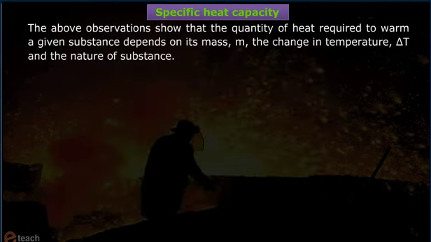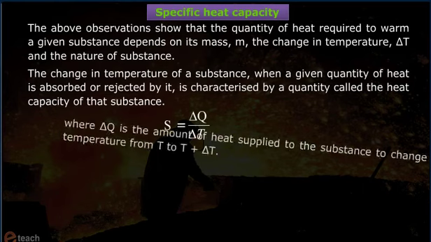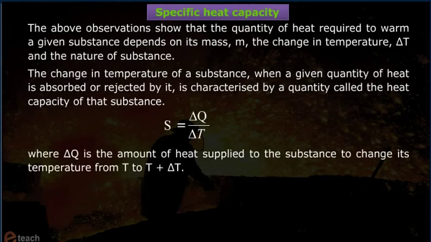The above observations show that the quantity of heat required to warm a given substance depends on its mass m, the change in temperature delta T, and the nature of the substance. The change in temperature of a substance when a given quantity of heat is absorbed or rejected by it is characterized by a quantity called the heat capacity of that substance, S equals delta Q by delta T, where delta Q is the amount of heat supplied to the substance to change its temperature from T to T plus delta T.